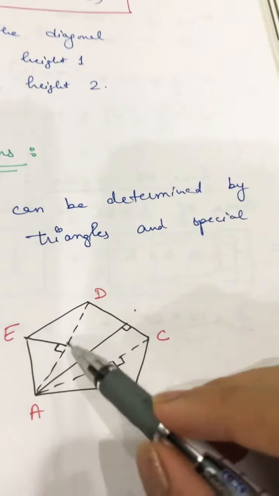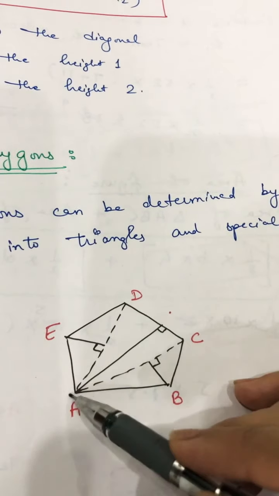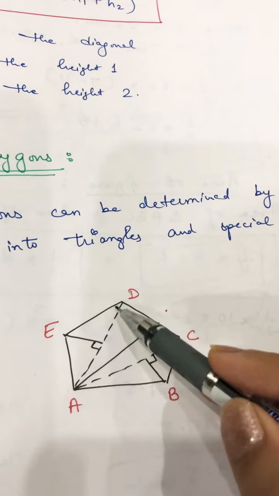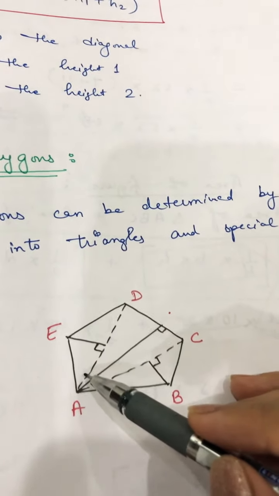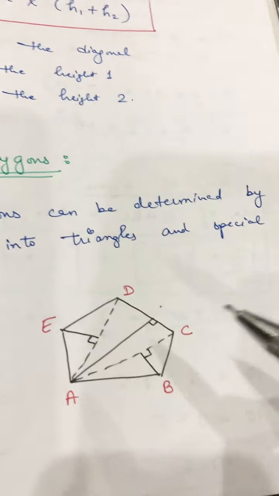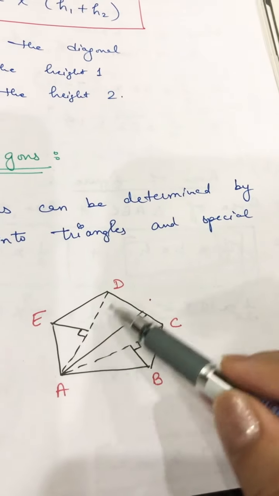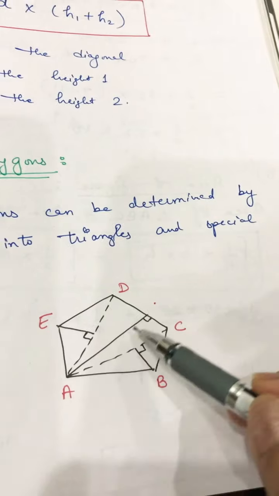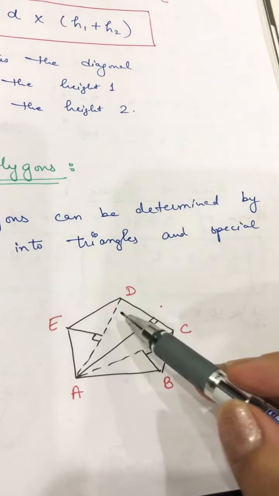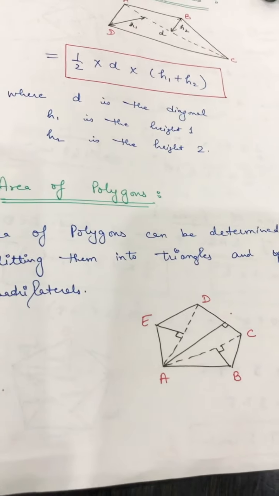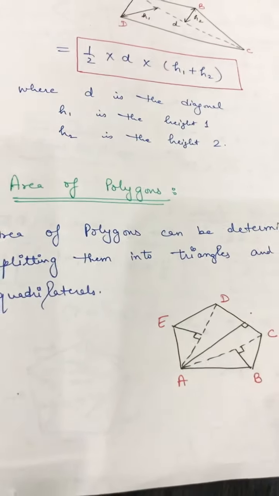Like in this shape I can take this triangle EDA, I can take out the area of this triangle EDA by applying the area of triangle, that is half multiplied by base into height, and then I can apply the area of quadrilateral in this shape. Here this is the diagonal, and from here to here I can take out the heights, whatever is given in the question. Then you can apply the area of polygons.